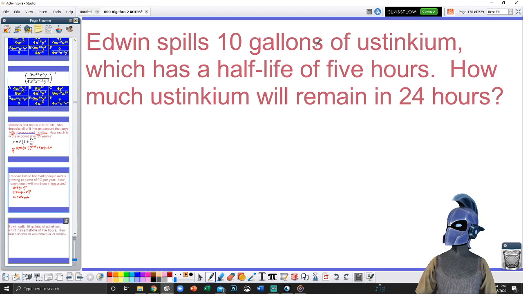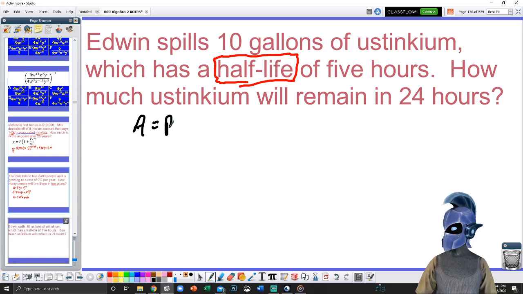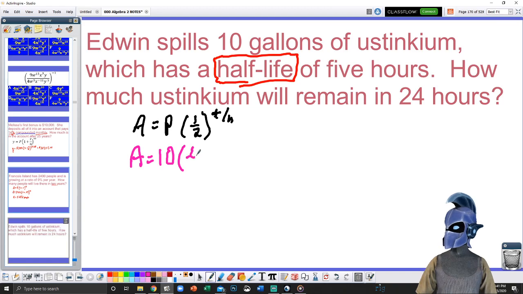Edwin, he spills 10 gallons of eustachium, which has a half-life right here, of 5 hours. So I can stop right there. I already know what formula I have to use. It's the half-life formula. A equals P times 1/2 to the T over H. All right, the original amount, or the original population, I think of it as, of eustachium is 10. 1/2 is always here because it's the half-life formula. T is time. This says 24 hours.